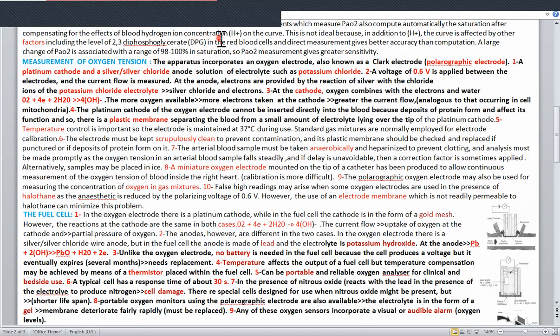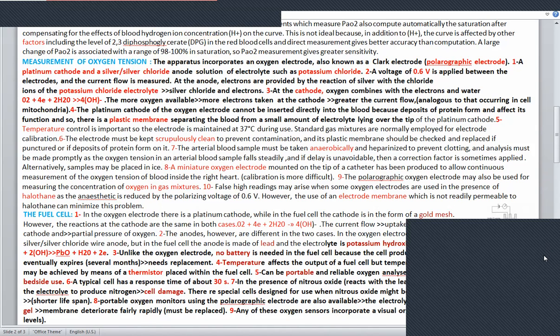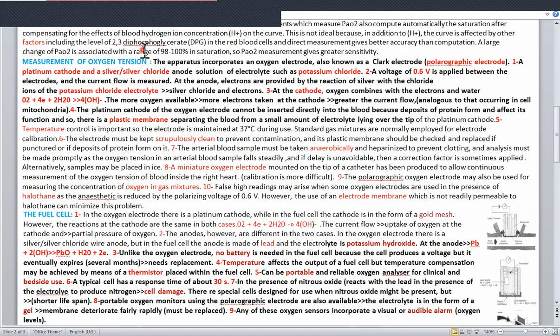Nowadays, of course, putting in mind that we must correct for the effect of hydrogen on the curve, and we know that there are factors affecting the oxygen dissociation curve, shifting it to the right or to the left. As we know, the 2,3-diphosphoglycerate in the blood, and acidosis and alkalosis, and the temperature affect the oxygen saturation curve.